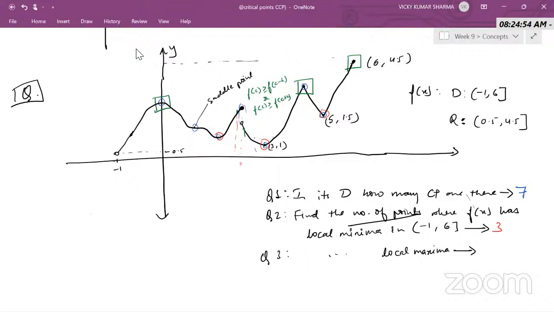Agree? Yes, sir. Or is it that I'm using some complicated term? If you tell me, I'll try to explain it in a much easier way. Now look at this.